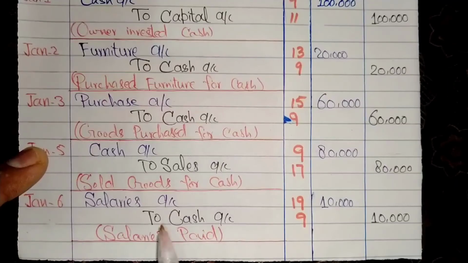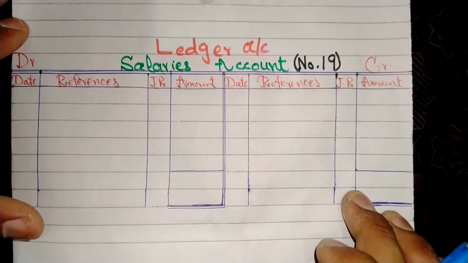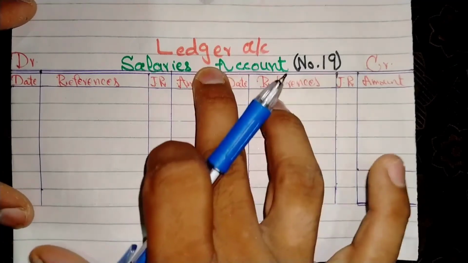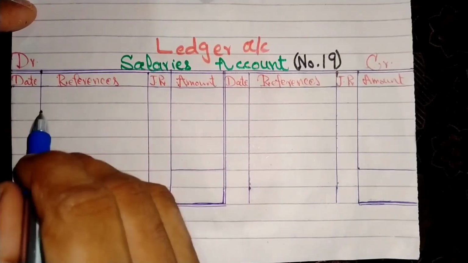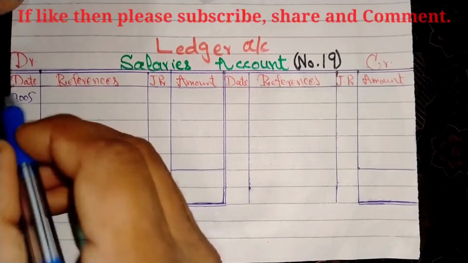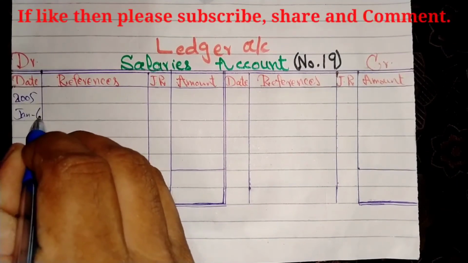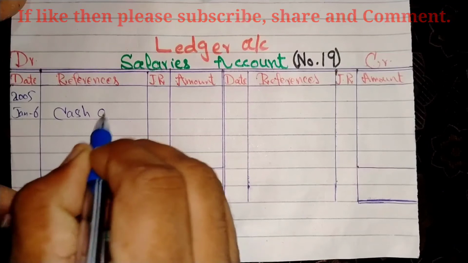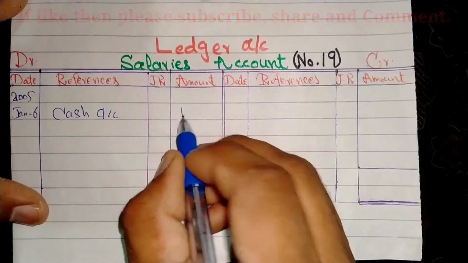Our next and last account is the salaries account. So now we will make the salaries account ledger. This is the salaries account with ledger folio number 19. The journal entry is salaries account to cash account, because salaries were paid by the business in this illustration. So the salaries account is debited by cash account. Now we will enter the dates first. The date is 2005, the last date, which is Jan 6th. This is the date on which the transaction was done by the business. Cash account, with amount 10,000 rupees.